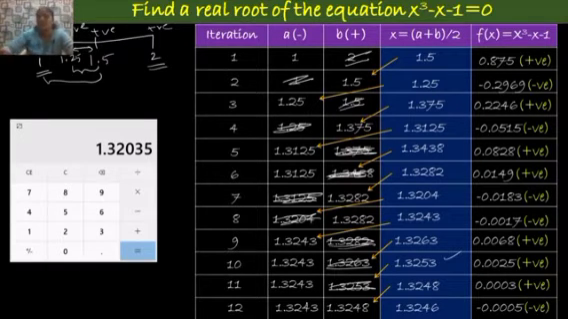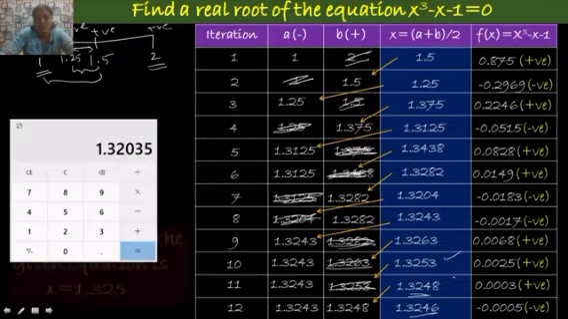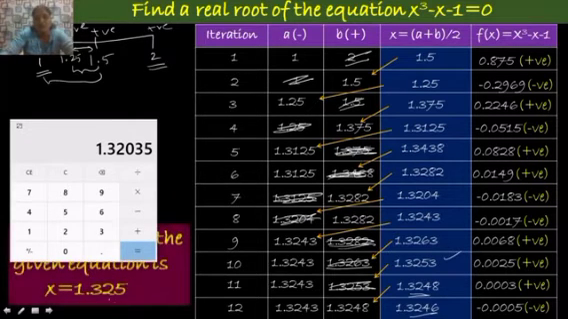Let me stop the iteration here, since I have to get the root with the desired accuracy up to 3 decimal places, isn't it? This is 1.324. Here itself I get 1.3246. So here I have to take up to 3 decimal places. So the root of the given equation is 1.325, because the 4th decimal in these two cases is 8 and 6, so you have to add 1 to the previous decimal. So the root of the given equation is 1.325.